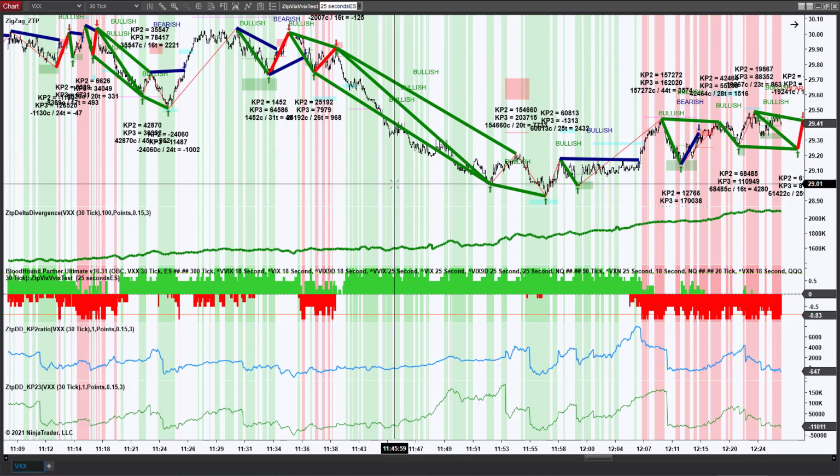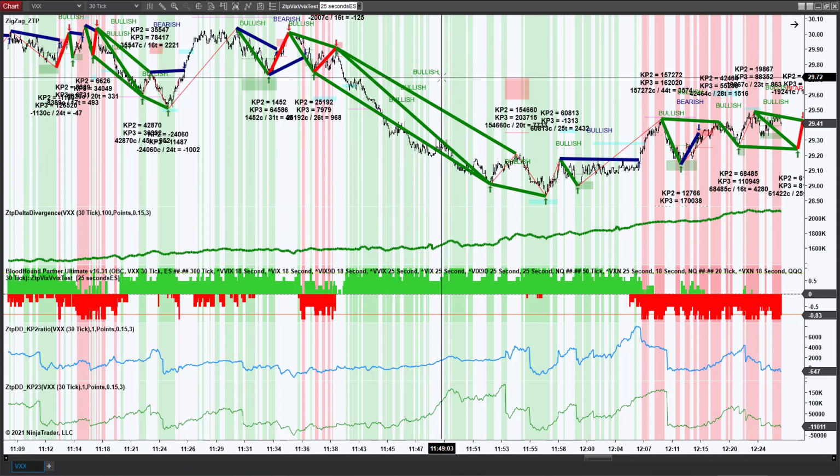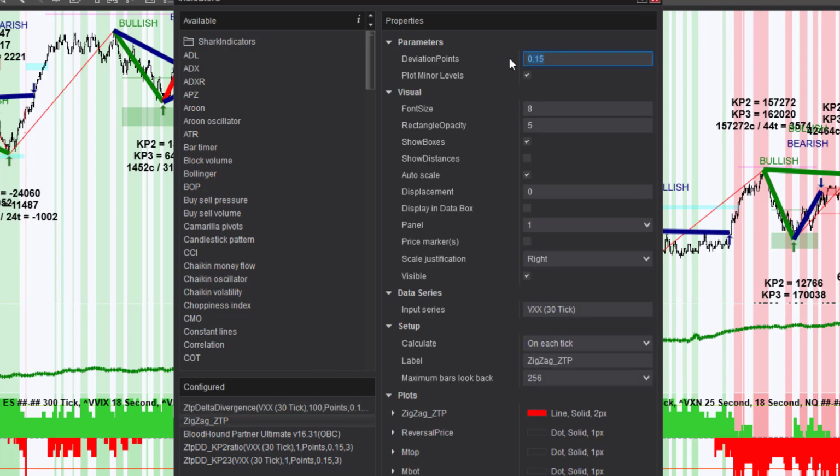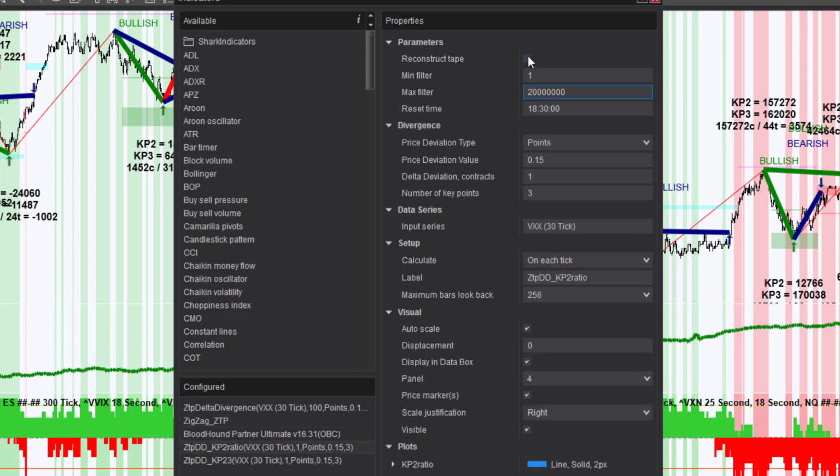And if you are interested in the settings for the VXX chart, here they are. For the VXX chart, I'm not reconstructing the tape, so I have a minimum filter of 1 and a max filter of 2 million. The point deviation value is 15 cents, and the number of key points is set to 3. The zigzag similarly needs to be set to 15 cents. The KP2 ratio, again, should not be set to reconstruct tape and have a minimum filter of 1 and a max filter of several million.